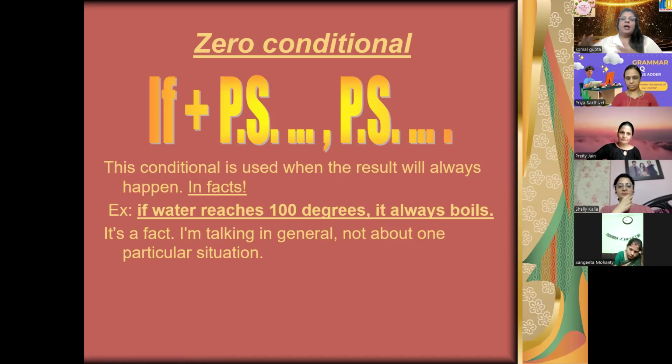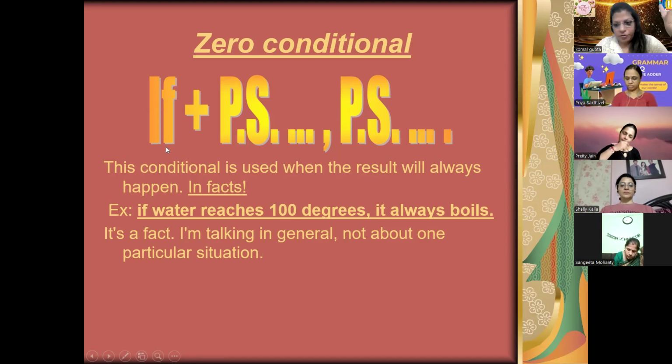It is not that if I boil the water in my kitchen in Delhi at 100 degrees, then it will boil. If in your kitchen the water reaches 100 degrees, it will boil too. This is a general fact. So if it is a general fact, you have to construct that sentence into the zero conditional. What is the structure of the zero conditional sentences?